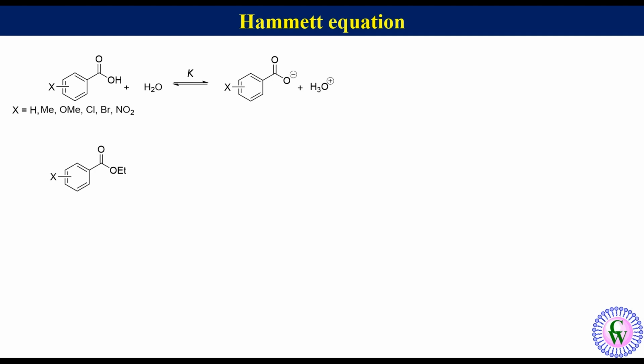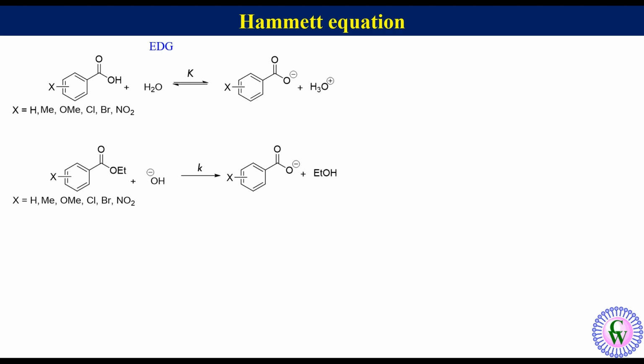This is the general structure of ethyl benzoate and meta and para-substituted ethyl benzoates, where X is equal to H for ethyl benzoate and methyl, methoxy, chloro, bromo, nitro, etc. for meta and para-substituted ethyl benzoate. When it is allowed to hydrolyze under alkaline condition, it produces carboxylate ion and ethanol. Let small k be the rate constant for the hydrolysis.